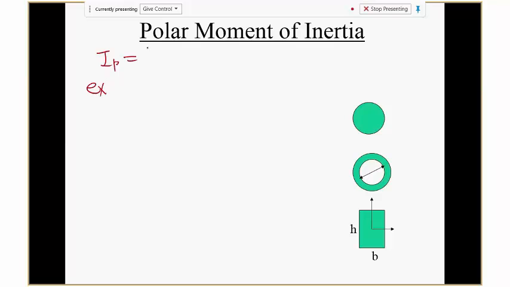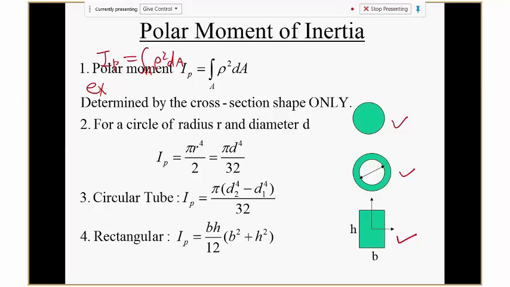Remember the equation: integral over the area, rho squared dA, right? And then you just do it. The textbook gave you the results for circular, a hollow tube, and a square or rectangular section. So I leave that as your reading assignment: read through how they derive the IP values. The equations actually show up here, so you can see all these equations. Later on, you don't need to go through that derivation process.